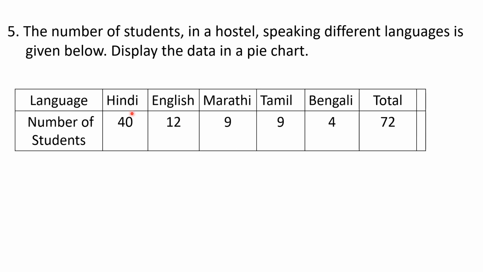Question number 5. The number of students in a hostel speaking different languages is given below. Display the data in a pie chart. So language: Hindi, English, Marathi, Tamil, Bengali, and total number of students. These are the numbers of students given. This is the total. So first we have to find the central angle, because for making a pie chart, we need the central angle of each item.